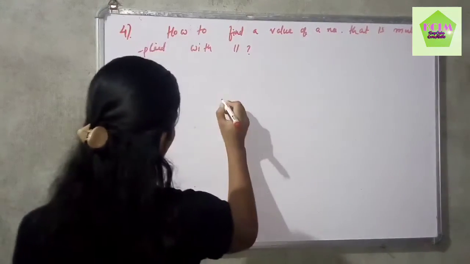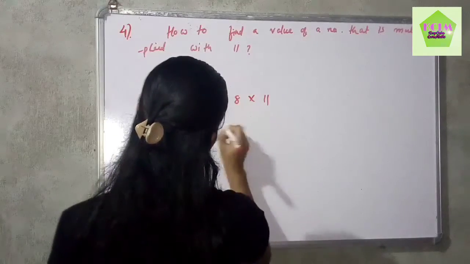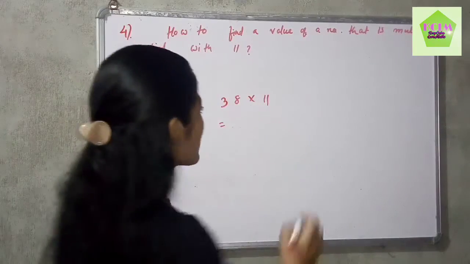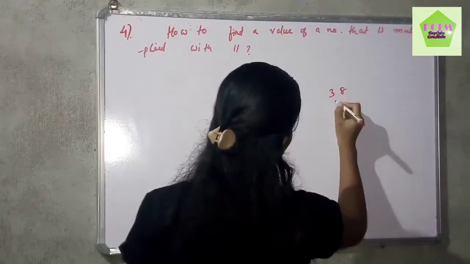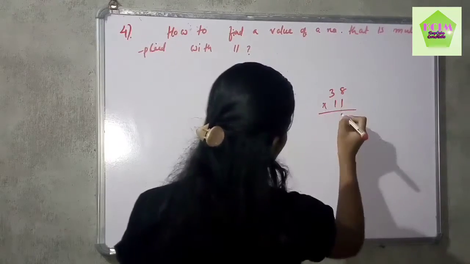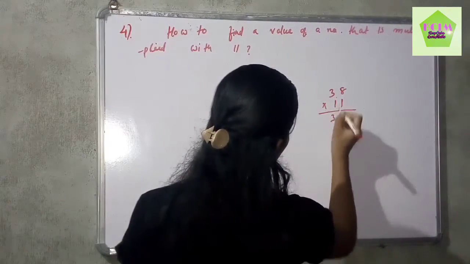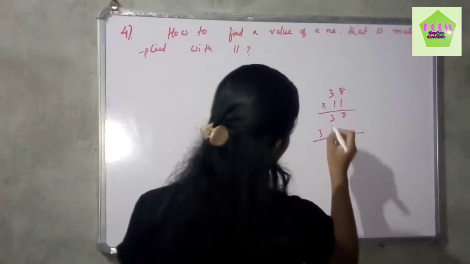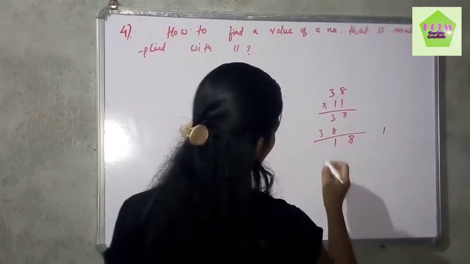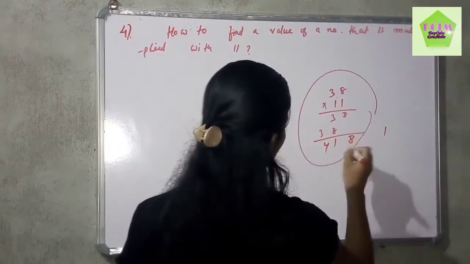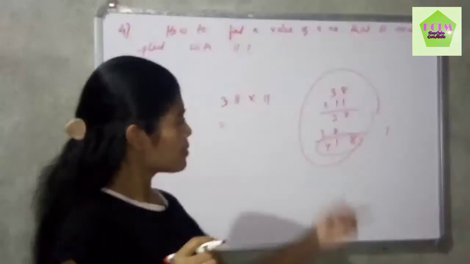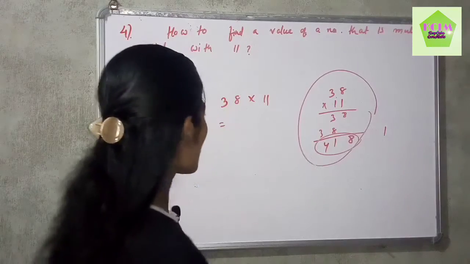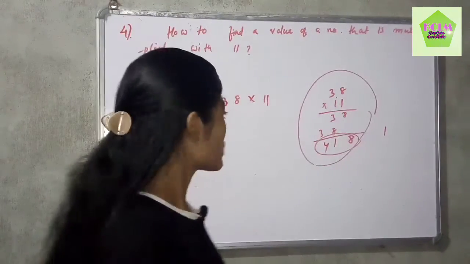Suppose we are given 38 into 11. Suppose we have to find the value of 38 into 11, then we normally do 8 1s are 8, 3 1s are 3, then again 8 1s are 8, 3 1s are 3, then the value is 8 plus 3, 11, 1 remaining, 3 plus 1, 4. So the value is 418. But sometimes in some cases it takes too much time, so we have to do it in a shorter time.